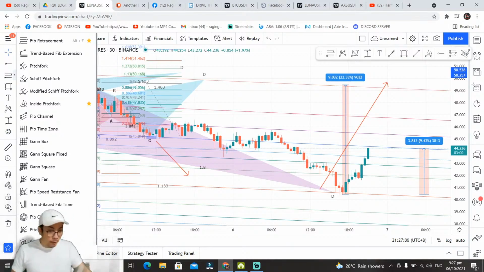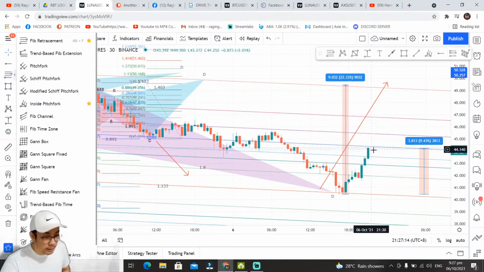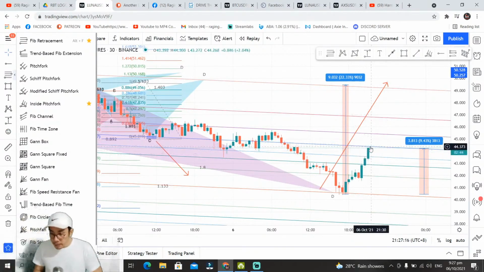Still pumping, yeah. Hopefully it will make a new all-time high, di ba? Because we said that it could reach up to 55 or 57, but let's focus first on this one. This is the major obstacle that I'm seeing right now, no? Just in case.